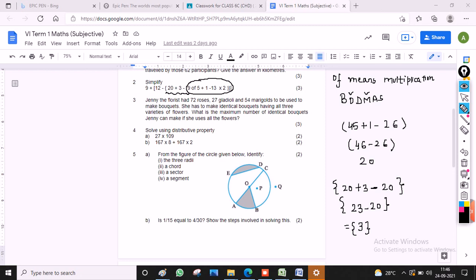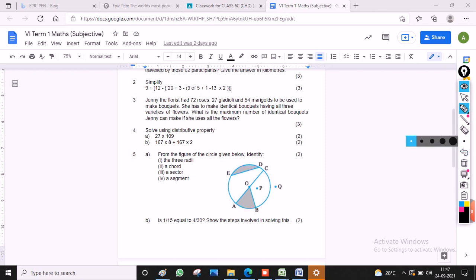Now we enter the square bracket. We have 9 plus 12 minus, answer from curly bracket is 3. So 12 minus 3 gives us 9, and 9 plus 9 gives us answer as 18. So according to BODMAS, we have to solve the innermost bracket first, then we move to the next outer brackets, and finally our answer is 18.